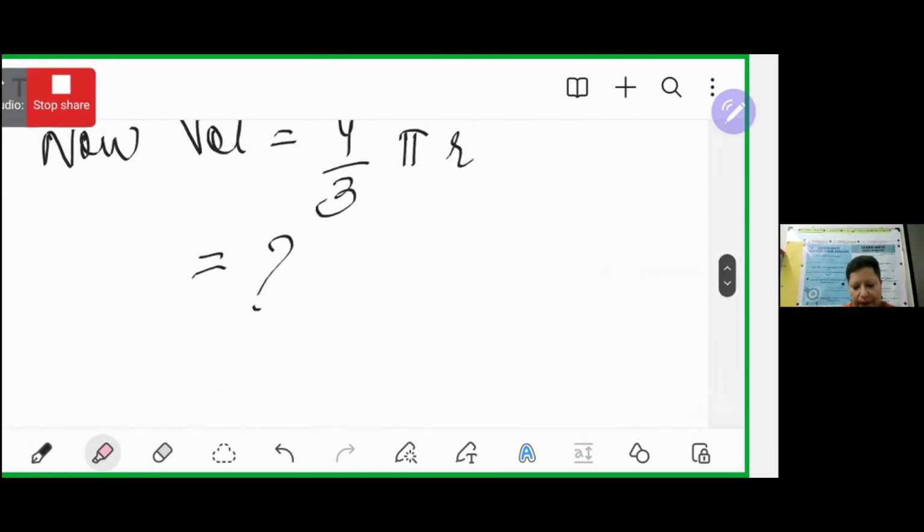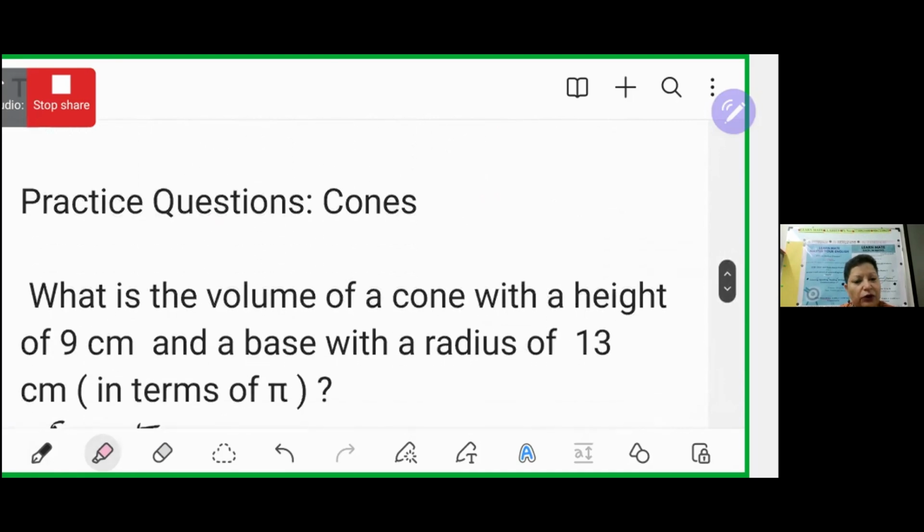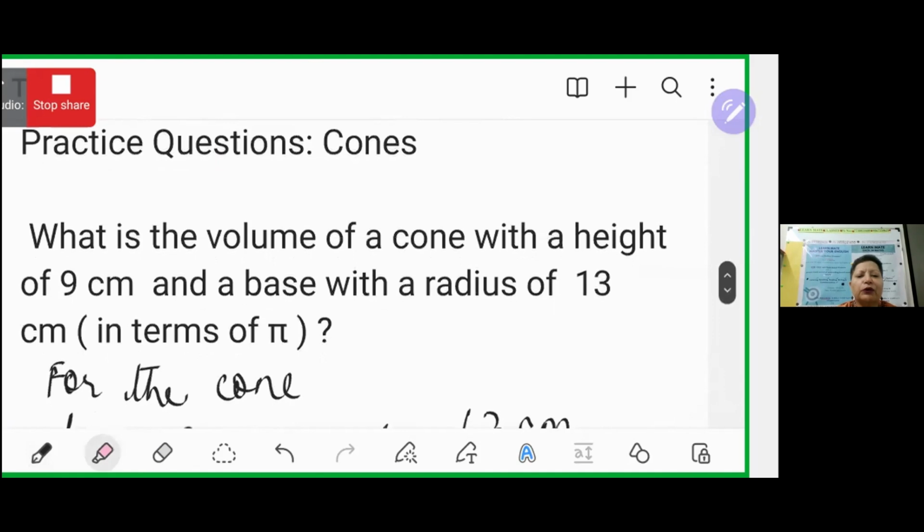Is that okay? So, practice questions on cones. The volume of a cone has to be found out. The height is 9 and the base is 13 centimeters. And this time, you don't have to break your heads trying to do the calculations. You have to find out the answer in terms of pi. So don't try and put any value of pi. You can simply take pi without saying it is 22 by 7 or without saying it is 3.14. So let's look at this.